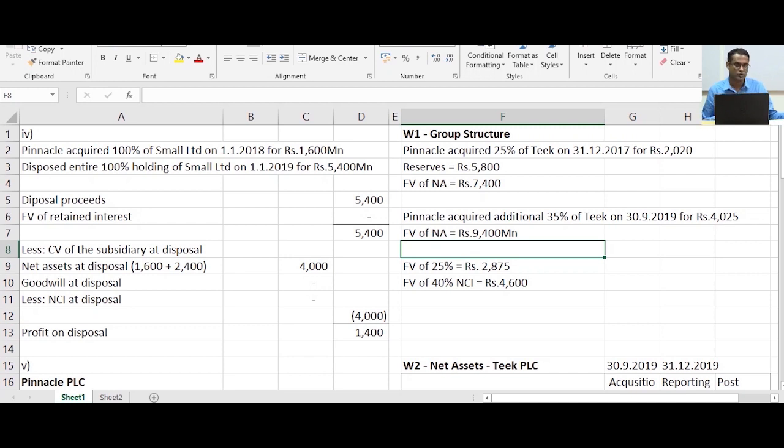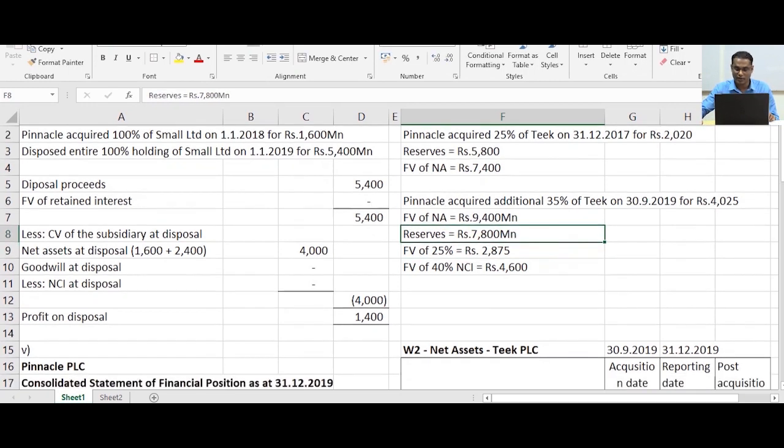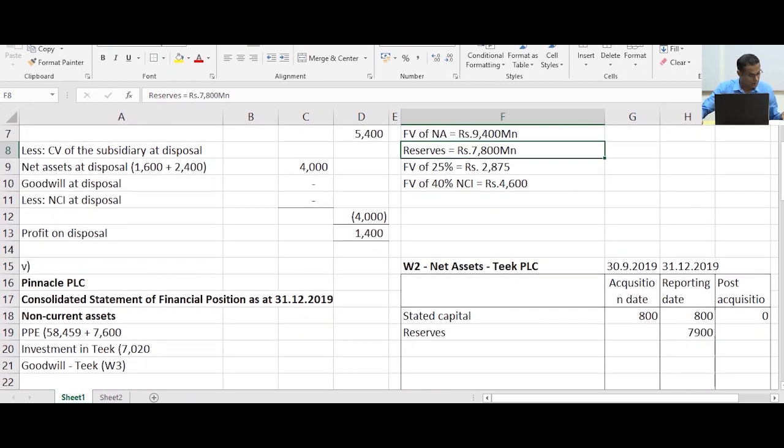So once you go through the question, if you miss something, always insert that into the relevant place. So reserves as per the question. This is actually there in the pilot paper under the increase in the investment of TEEC PLC. The last line says that reserves stood at 7,800. So the reserve balance on that date, 7,800. I'll make it as rupees million. So the reserve balance as at the date of acquisition was 7,800.